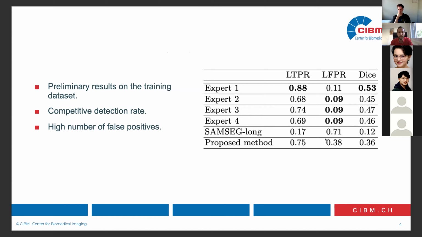On the right-hand side, we can see a table with the detection rate, the false positive rate, and the dice coefficient for the 4 experts versus the consensus mask, as well as the results obtained with MSSEG longitudinal and our proposed method. First of all, we can tell that our method performs quite decently in terms of detection rate. We have a detection rate which is comparable to a single expert. However, we still have a quite high false positive rate, and the dice coefficient as well is still probably not satisfying.